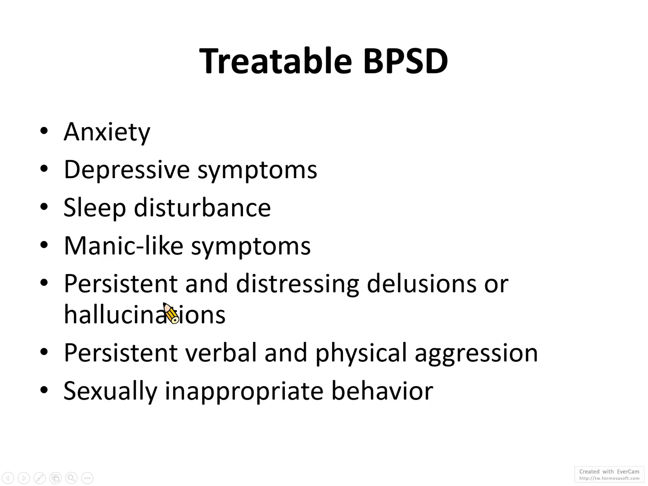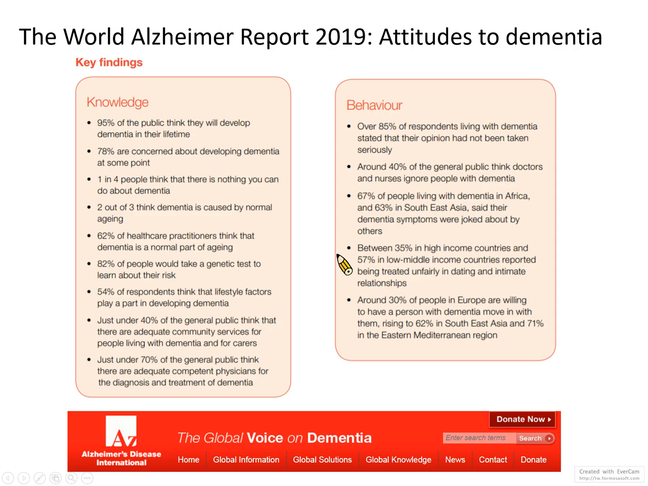And there are some symptoms that we can treat. For example, anxiety and depressive symptoms are usually the primary symptoms we should treat, and also keep high alert on this kind of symptoms. And also the sleep disturbance is treatable, and even the manic-like symptoms are treatable, and likewise delusions and hallucinations. So these are the psychiatric symptoms that we can treat with certain medications in patients with dementia.